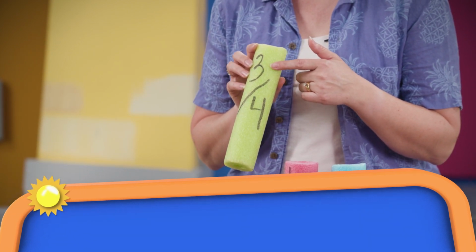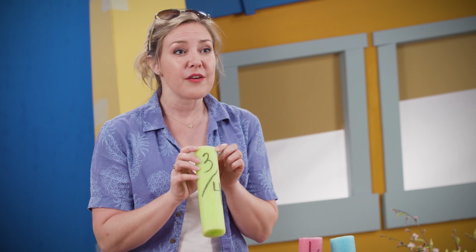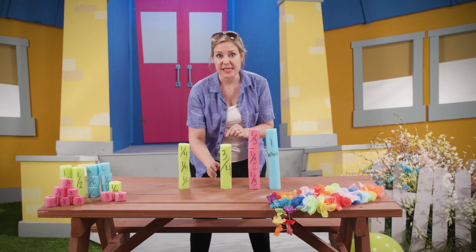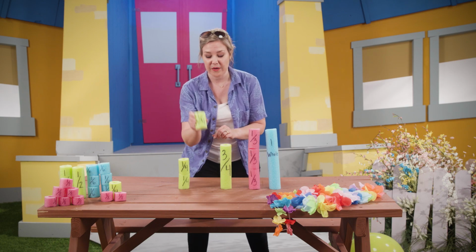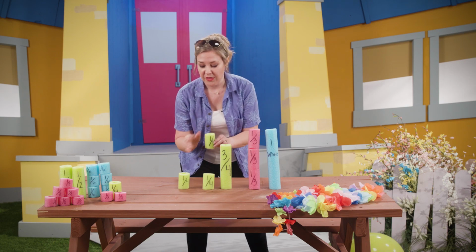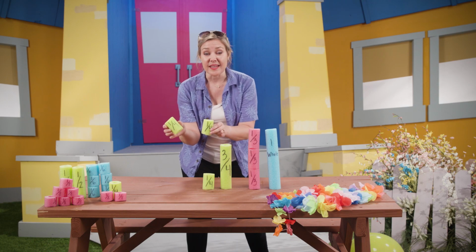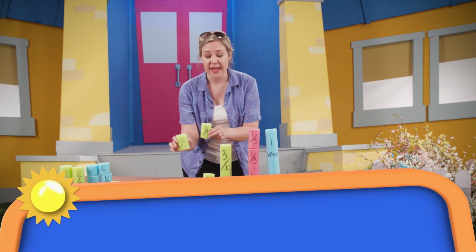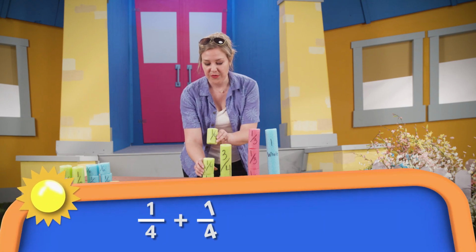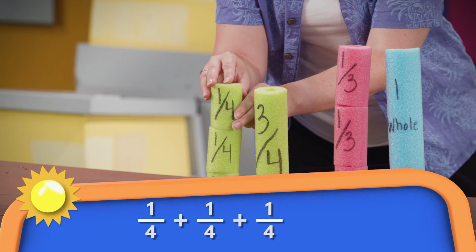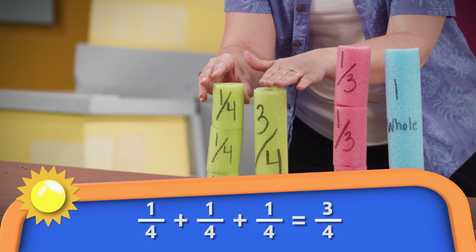A non-unit fraction can be decomposed into unit fractions just like we did earlier with the whole pool noodle. If we look at a model of the fraction 3/4, we can see that it can also be decomposed into unit fractions: 1/4 and 1/4 and 1/4. Then we can add them back together, showing how 1/4 plus 1/4 plus 1/4 equals 3/4.